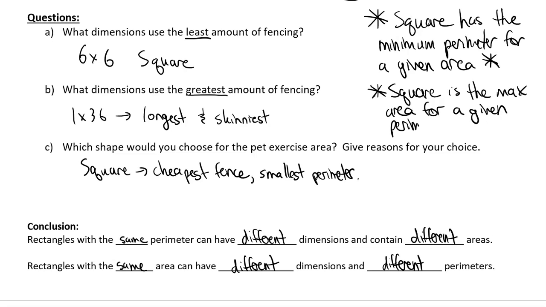So those are the things to keep in mind. Anytime you're given an area and you're told, minimize the perimeter, you make a square. If you're given a perimeter and you're told, maximize the area, you make a square. The key is that it's always going to be a square. Let's see how this actually plays out with one practical example.